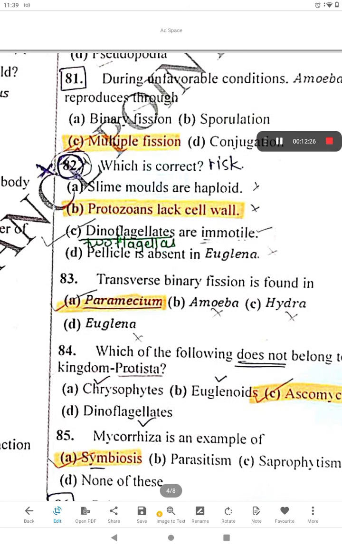82, sir, which is correct? So protozoans like cell wall is the right answer. Slime molds are haploid, चुकीचे ते diploid असतात. Slime molds group of cells असतात एका cell wall च्या आतमध्ये.